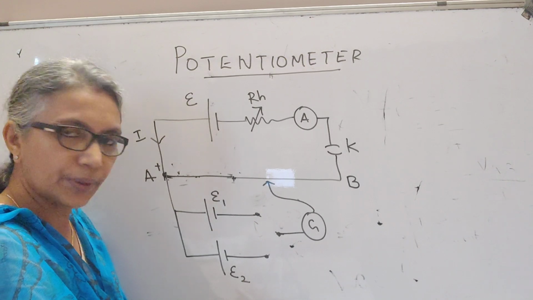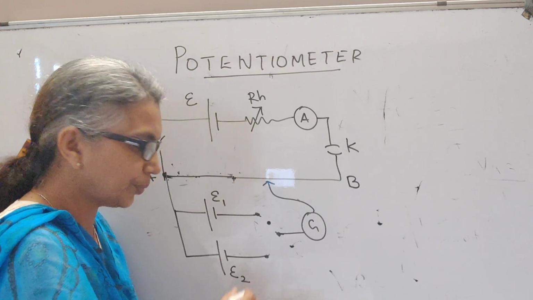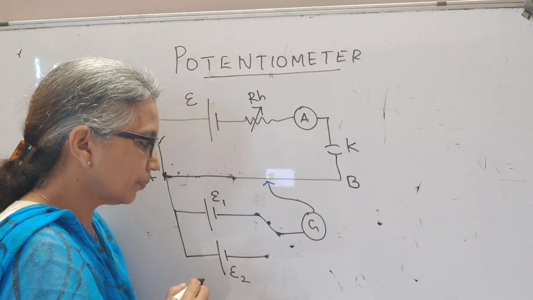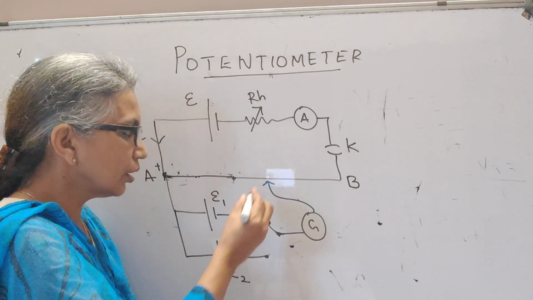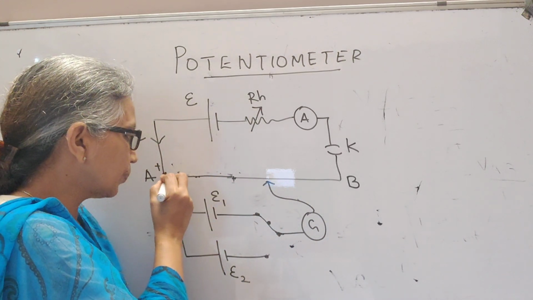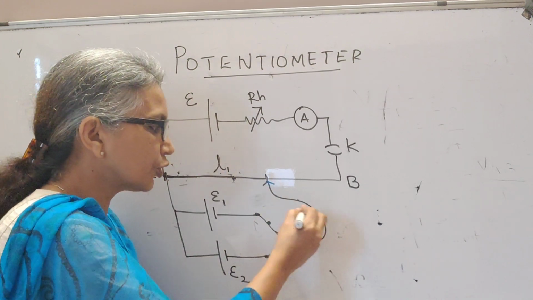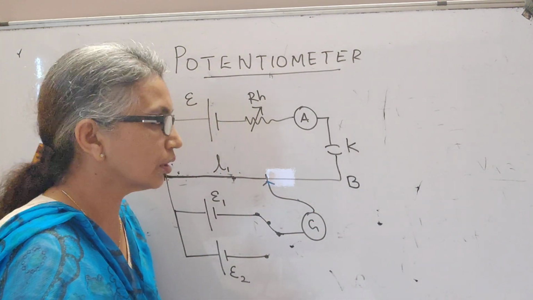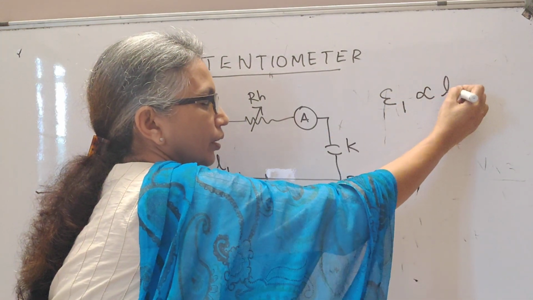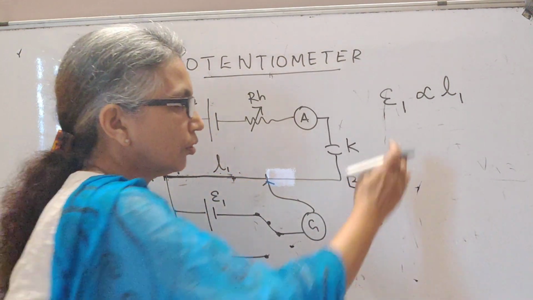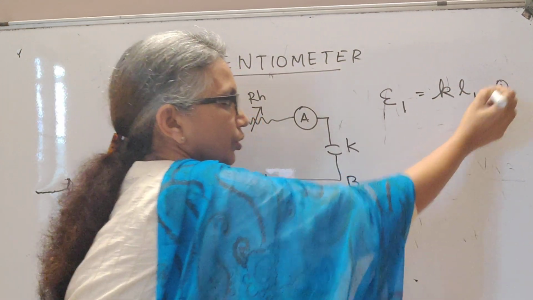So I have connected it this way, and now I will first insert this key here, which means I have closed this portion and I have included E1 in the circuit but not E2. Then I hold the jockey, start pulling to the right, and I will stop at the length L1, for which my galvanometer will show null deflection. Then I may write E1 proportional to L1, because E1 is equal to KL1, which is my first equation.